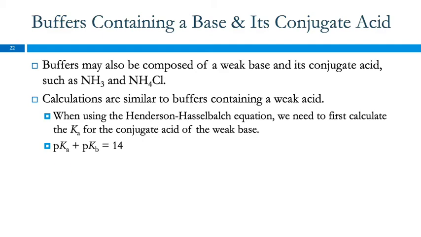Yes? So if we're given a Ka, we just find a pKa, plus pKb equals 14 and solve for Kb? No. You would use this if you were given the pKb and you needed the pKa. You just subtract from 14. If they gave you the Ka, you just take the negative log of it, and you've got your pKa. You can't use Kb in the Henderson-Hasselbalch equation. It just doesn't work.